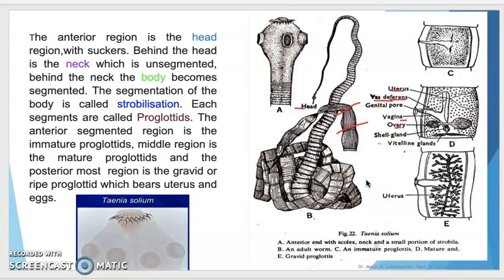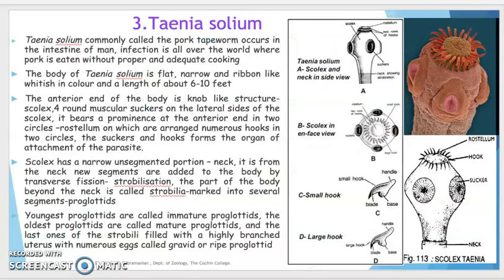And again, we will pass on to a good example of this Cestoda, that is Taenia solium. As we said, Taenia solium is a type of tapeworm, also called the pork tapeworm, and it occurs in the intestine of man. The infection is found all over the world where pork is eaten without proper and adequate cooking. The flesh or meat which is contaminated with the cyst of Taenia solium is called measly pork.